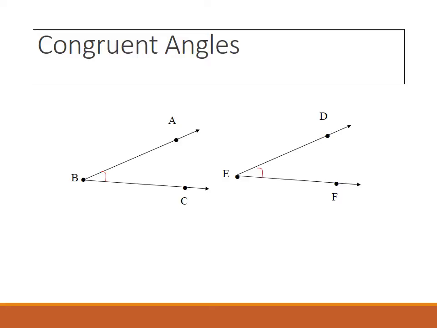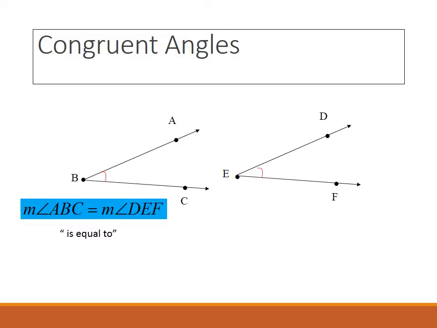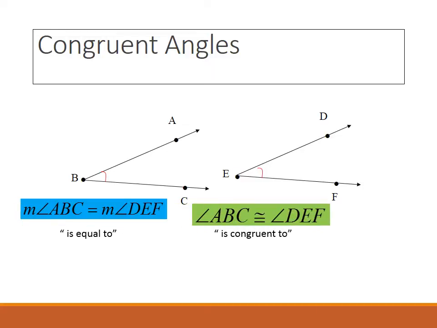Just like the angles, I can state that measurement angle ABC is equal to measurement angle DEF. That means they have the same measure. But if I want to write a congruent statement, I have to get rid of the little m's and put the equal with the squiggly like I did before to represent congruent. So angle ABC is congruent to angle DEF.